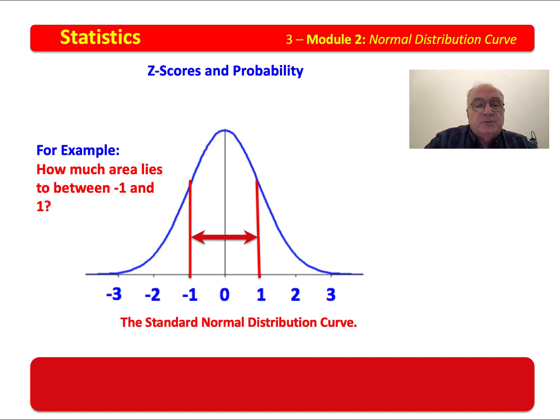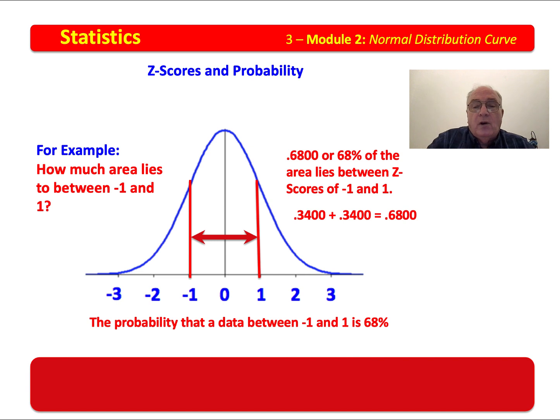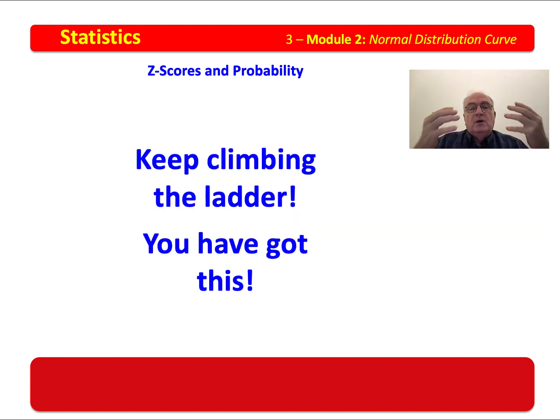How much area lies between minus 1 and 1? One z-score, one standard deviation below the mean, and one standard deviation above the mean. Well, think about what you know. There's 34% of the data here and 34% of the data there. So we add that up, and it's 68% of the data that lies between minus 1 and 1. Or the probability that a data point will randomly fall between a z-score of minus 1 and 1 is 68%.